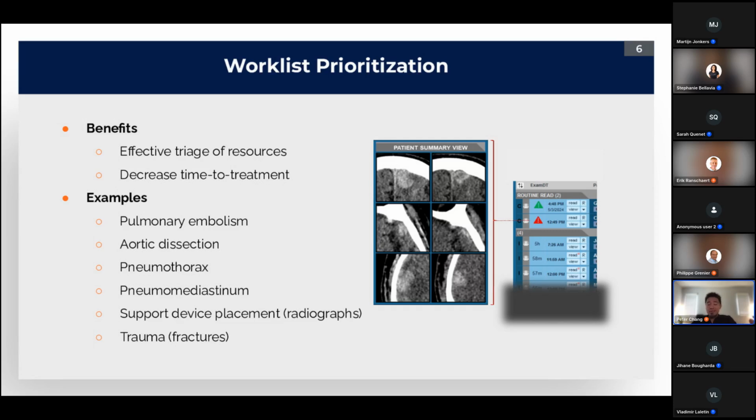Here, the key benefit or value added is the ability to effectively triage resources, right? You have a list of 20 or 30 patients and you don't actually know which one of these patients needs your attention first. This is a key example of resource allocation.